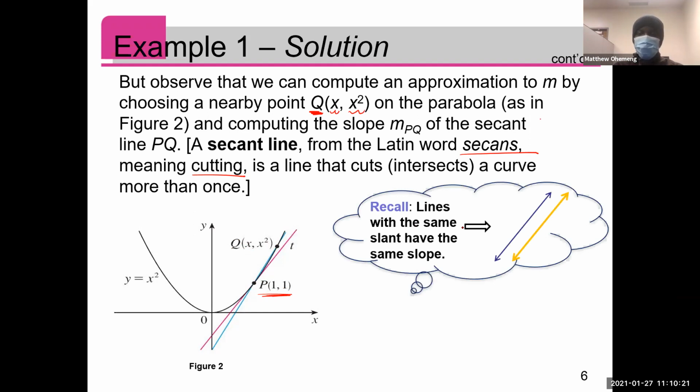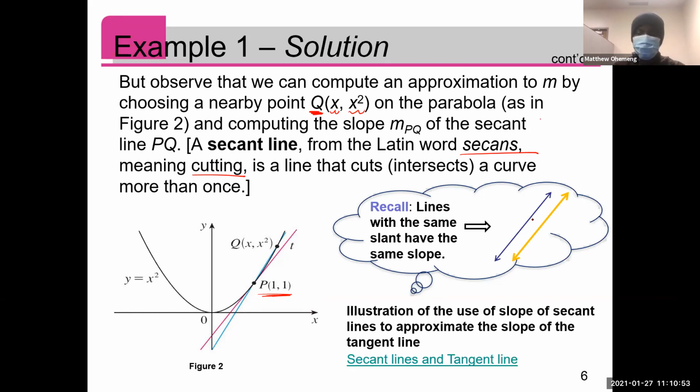Okay. Now, before we proceed, just know that if two lines have the same slant, if they are slanted in the same way, then they have the same slope. Are you okay with that? For instance, parallel lines have the same slope, right? So recall, lines with the same slant have the same slope. So if you see a line like this, then they have the same steepness. Agreed? Okay, so if you are okay with that, then let's go to this.